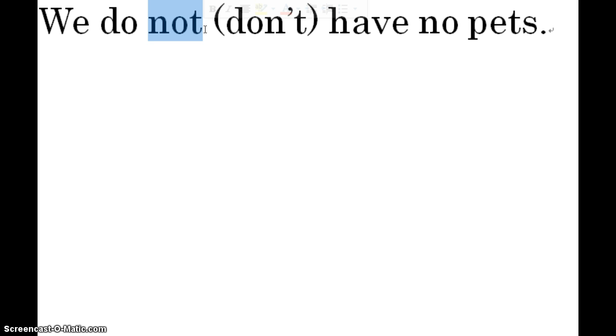Okay. Well, so what do we do in this case? In such a case, the word any should be used instead of no. So let's read the sentence. We do not or we don't have any pets. Okay. Now I think this sentence sounds much more correct. So again, the rule for using no is that you cannot have the word not in the same sentence. And if not is already used, we'll just use the word any instead of no.